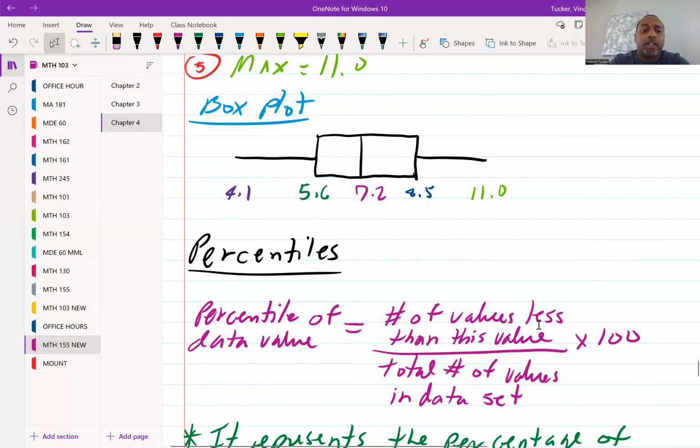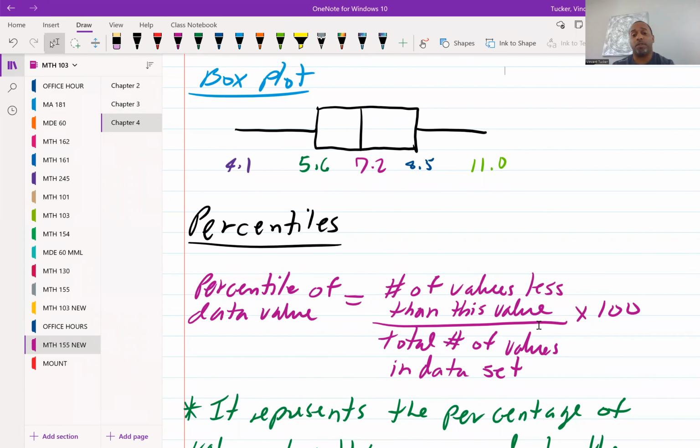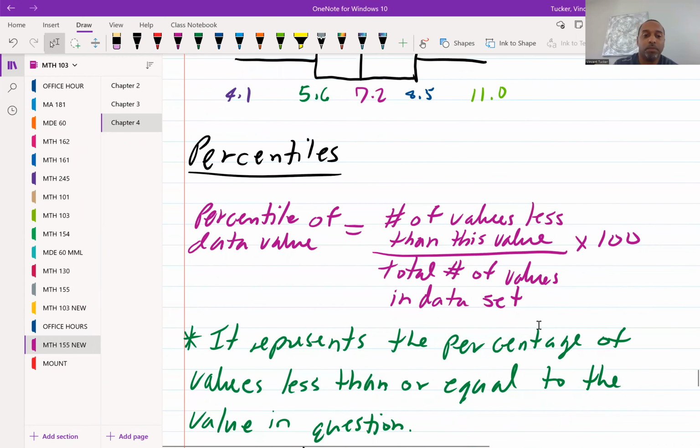All right, next thing in this section are your percentiles. If you want to calculate the percentile of a data value, it's the number of values less than the value that you're talking about, divided by the total number of values in the data set. You multiply that times 100. So your percentile represents the percentage of values less than or equal to the value in question.